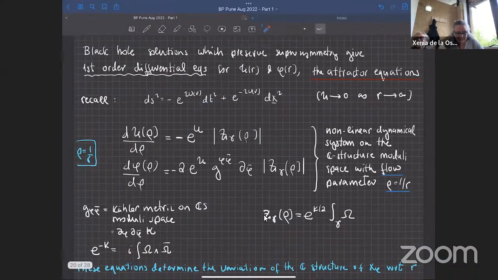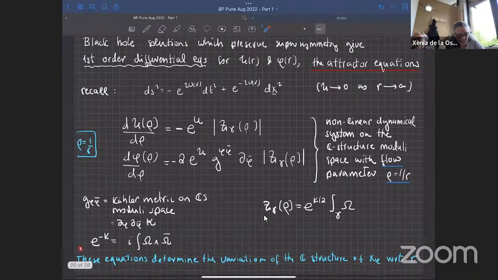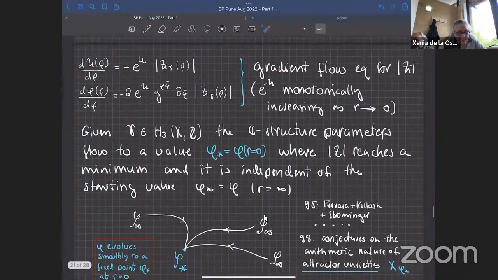As I said, you don't need to worry too much about the details. What matters is that these equations determine the variation of the complex structure of X with respect to r. One of the things you discover is that e to the minus U is monotonically increasing as one moves inside from r infinity to r equals zero, the horizon. And what you have is a gradient flow for the central charge Z with respect to the Kähler metric, of course.